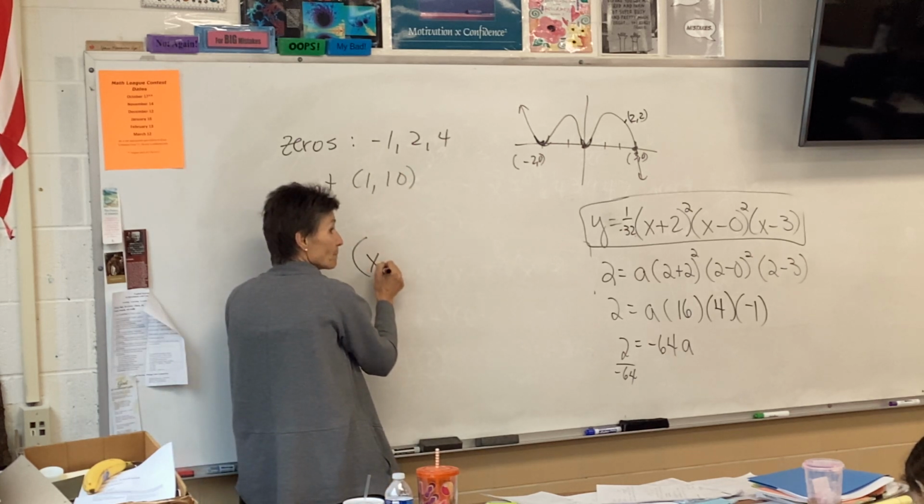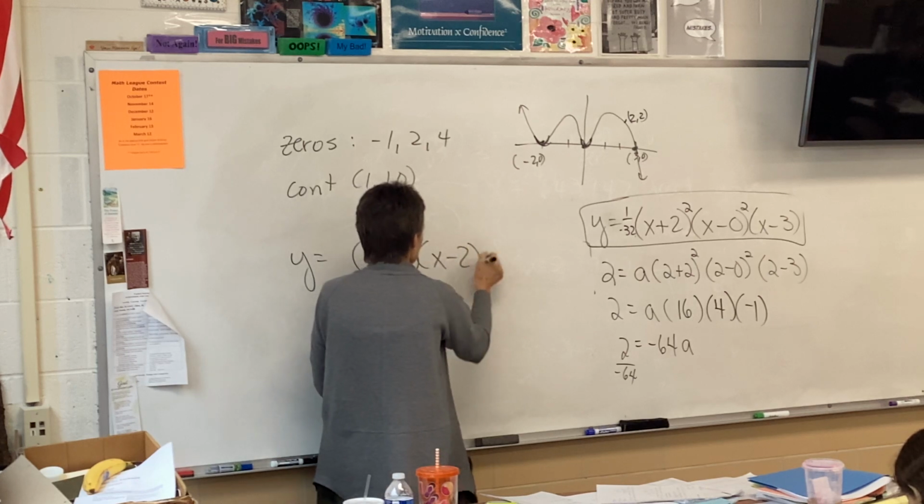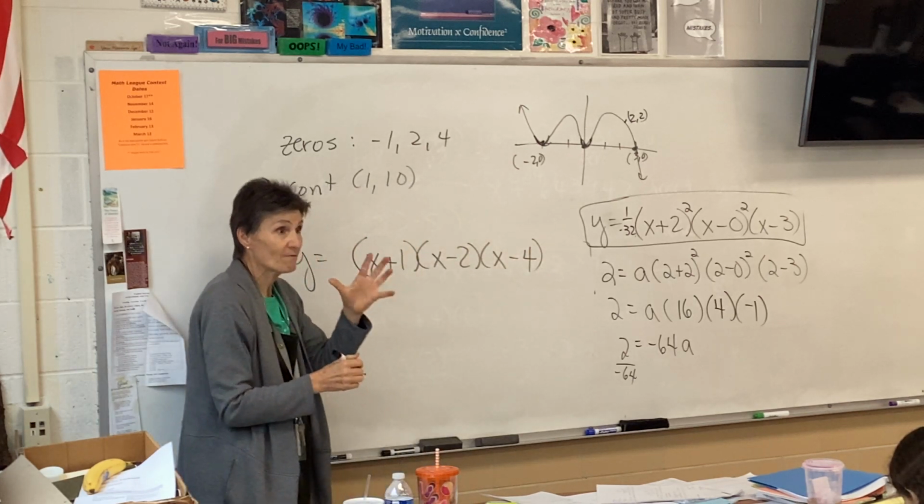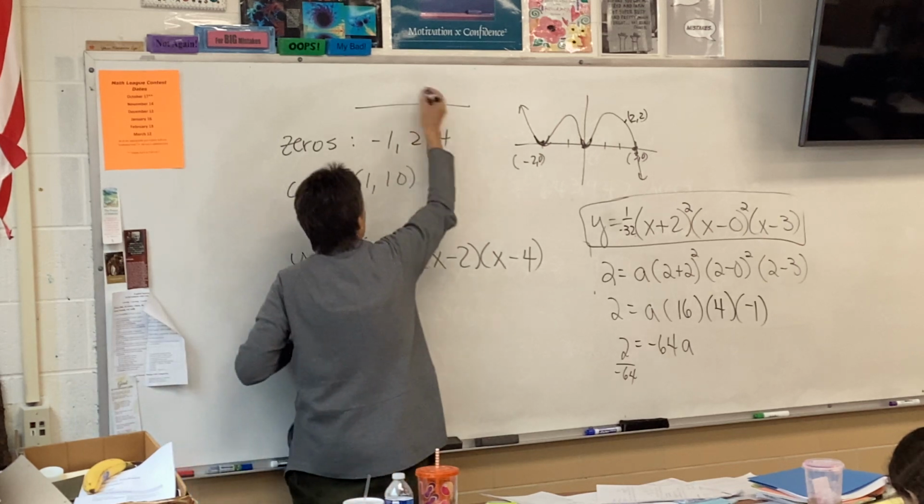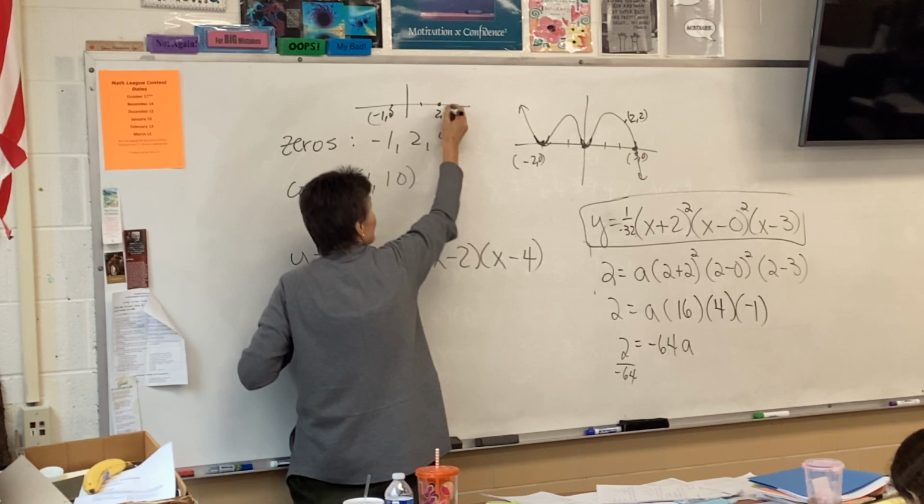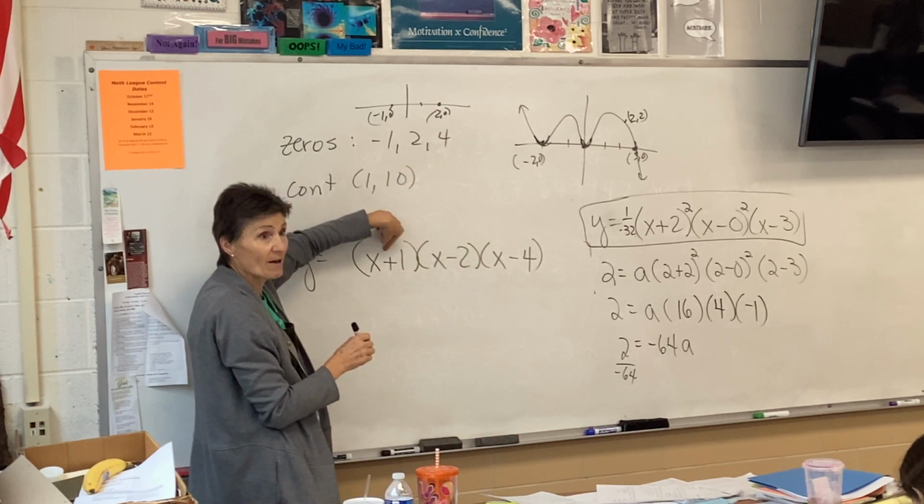x plus 1, x minus 2, and x minus 4. Those are my factors because these are the dots on the x-axis. Okay? So if that's a dot, then x plus 1 is my factor.